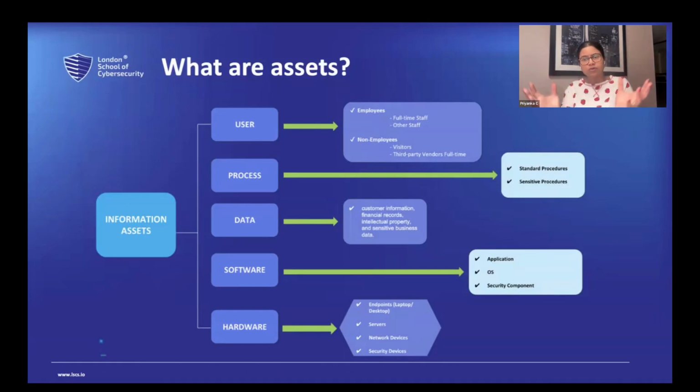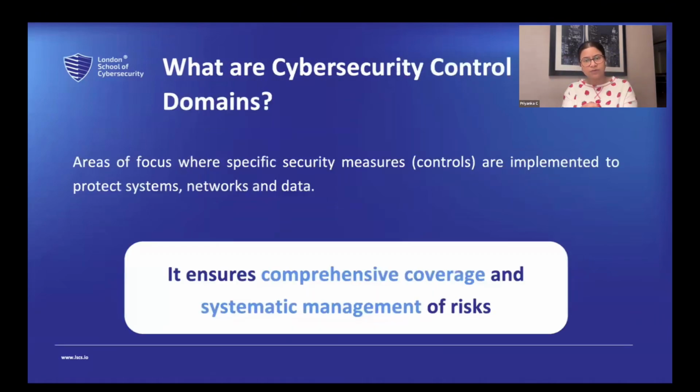Because for technology to run, we put everything inside of a hardware. So it is very important to protect that as well. So here you can see that we have all these 5 different types of assets that we are trying to protect. The reason why I wanted to introduce these assets or break down these asset types to you is because the control domains, as we talked about in our previous slide, all of them come together in some shape or form to protect these 5 different types of assets.